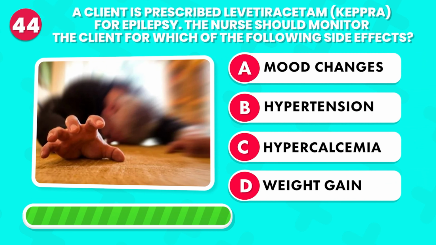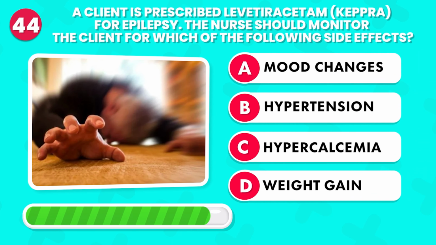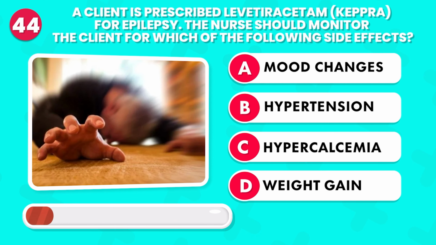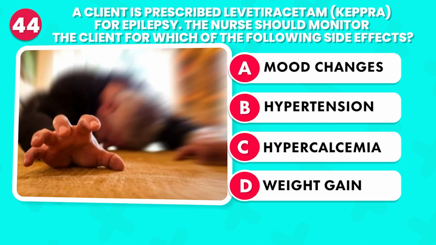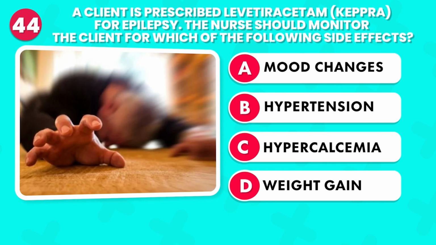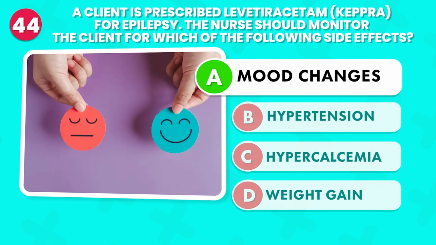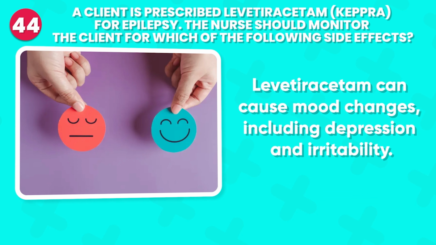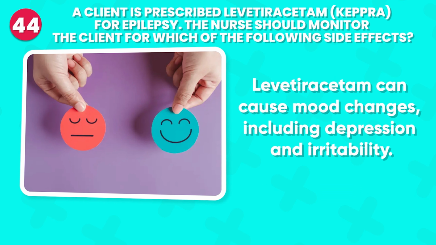A client is prescribed levetiracetam, Keppra, for epilepsy. The nurse should monitor the client for which of the following side effects? A. Mood changes, B. Hypertension, C. Hypercalcemia, D. Weight gain. It's A. Mood changes. Levetiracetam can cause mood changes, including depression and irritability.